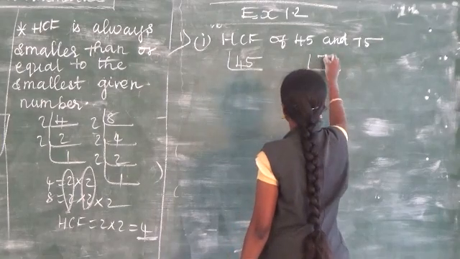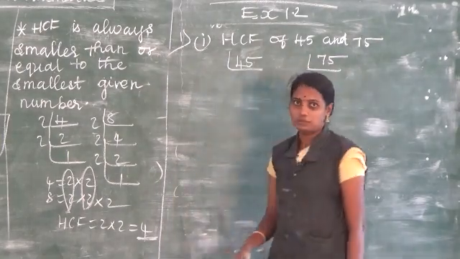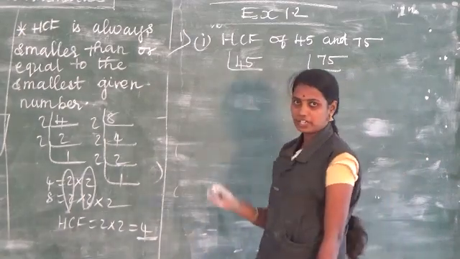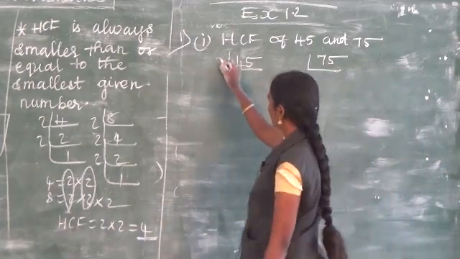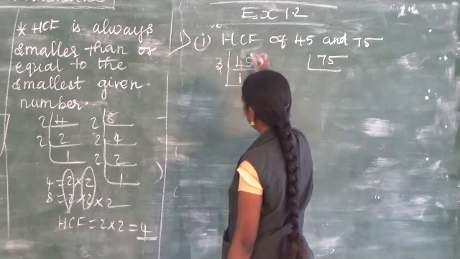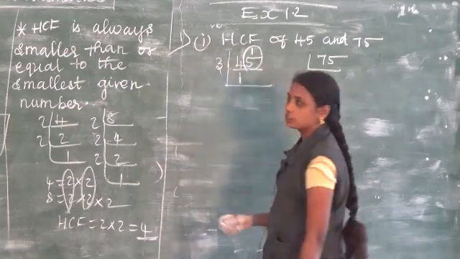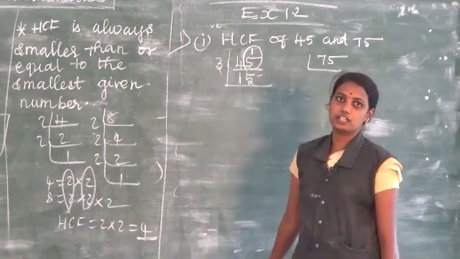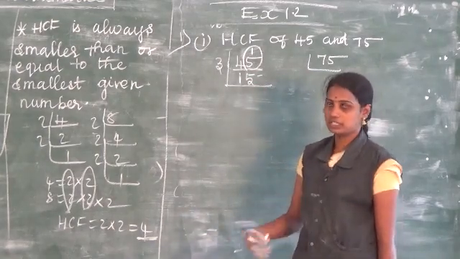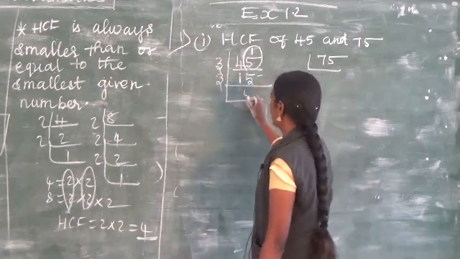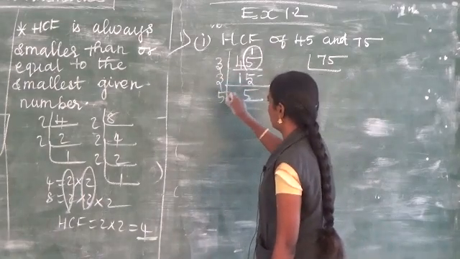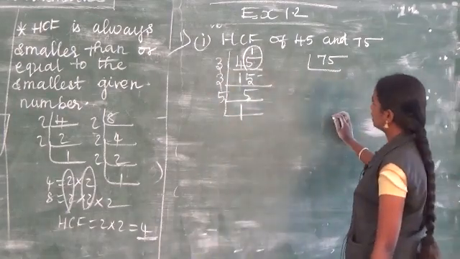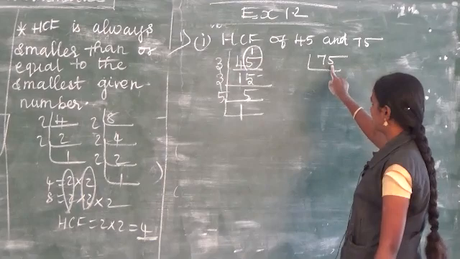45, 75. 45 which table? I said follow from the 2 table. In the 2 table 45 will not come, so I am going from the 3 table. 3 ones are 3, remainder 1, 15. 15 how many times will come in the 3 table? 5 times. So 3 5s are 15. Then again 5 table once.